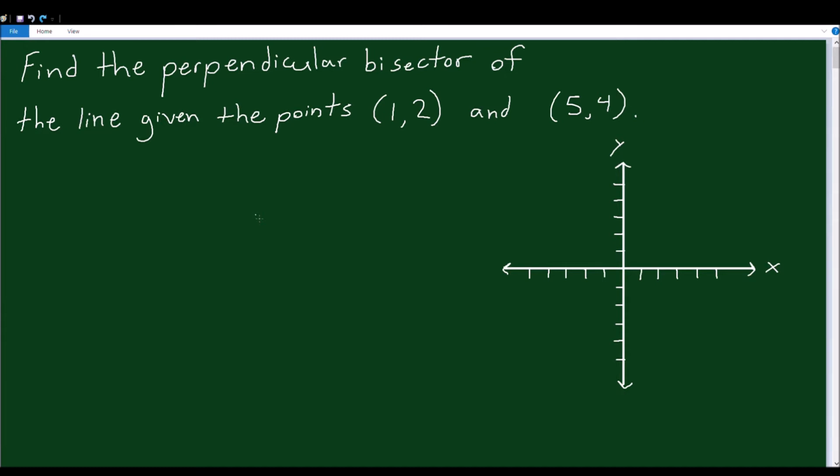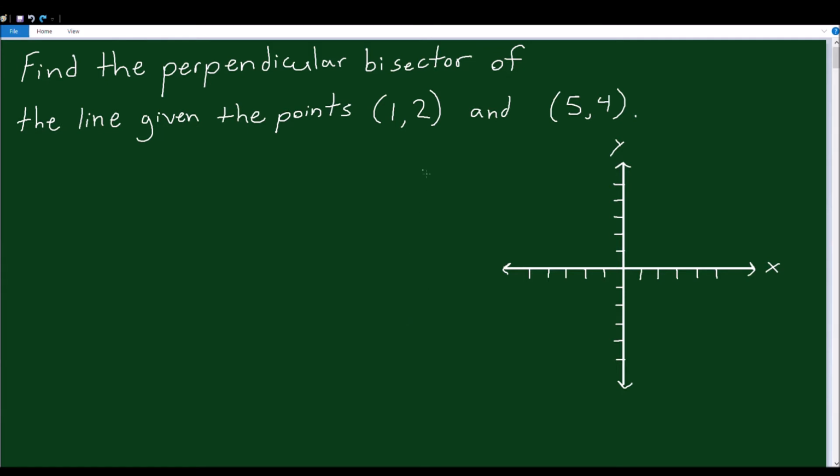Alright, let's get started. So today we're going to learn how to find the perpendicular bisector of a line. So the question is, what is a perpendicular bisector? Well, a bisector is a line that cuts another line in half. They intersect right in the middle. And perpendicular means that those lines have to form a 90-degree angle.